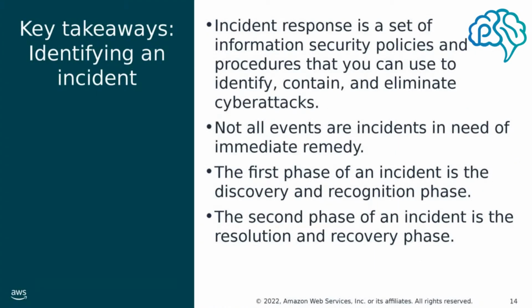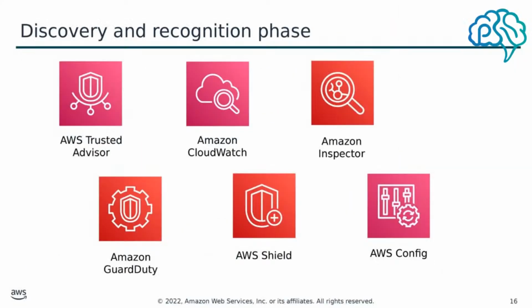So if we think about the key takeaways here in identifying an incident, it's that there's a set of information that you can use to identify, contain, and eliminate cyber attacks. Not all of the events are incidents that need immediate remedy, but the first phase of an incident is the discovery and recognition phase, and the second phase is the resolution and recovery phase. So let's think about the AWS services here that support discovery and recognition.